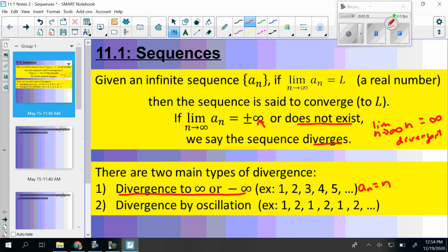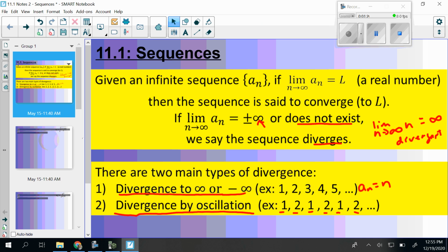The other main type is if your sequence oscillates, or there's oscillation going on. So an example, if you just had this series that went back and forth between 1 and 2, it's not approaching anything, so that one would also be divergent.